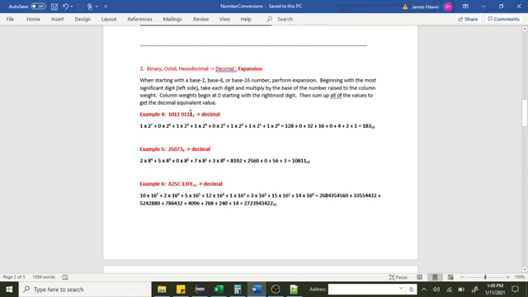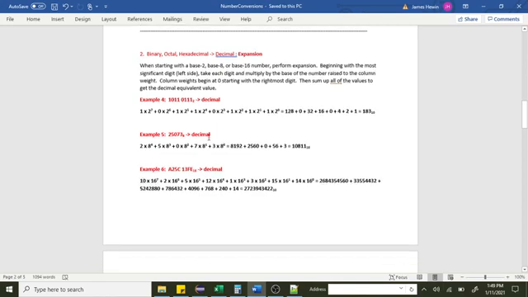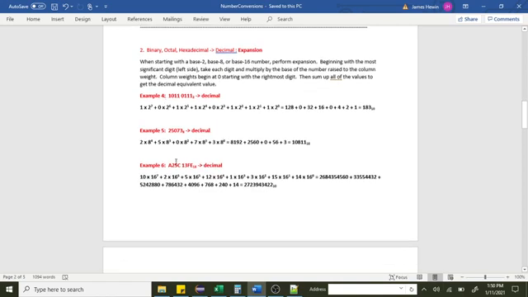So this rightmost column is weighted 0, 1, 2, 3, 4, 5, 6, 7. So these are weighted 0 through 7. And then sum up all the values to get the decimal value. Okay, so let's look at examples 4, 5, and 6. Well, example 4 is a binary number. So it is a base 2 number.